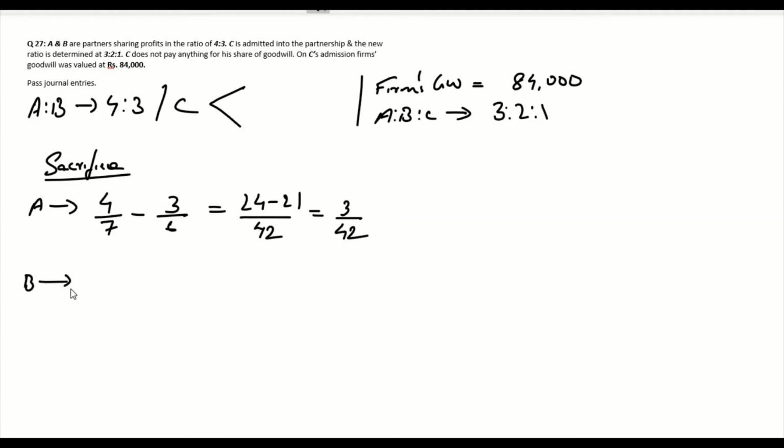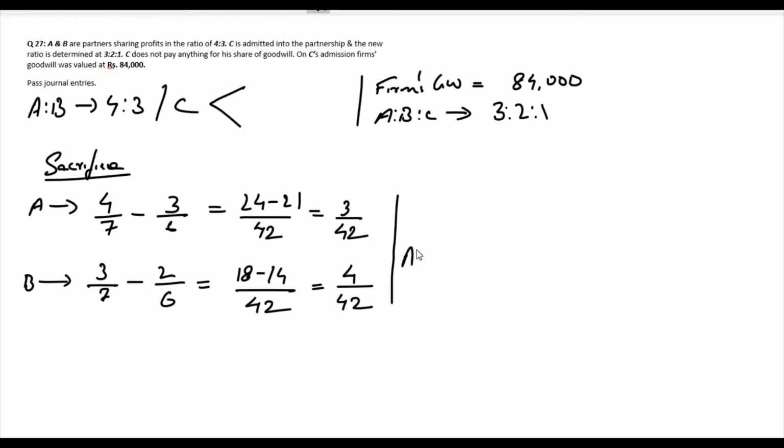Now B, for him, his original share is 3/7 minus his new share, which is 2/6. That will give you 18 minus 14/42. That is equal to 4/42. Okay, so now we know the sacrificing ratio between A and B is 3:4.